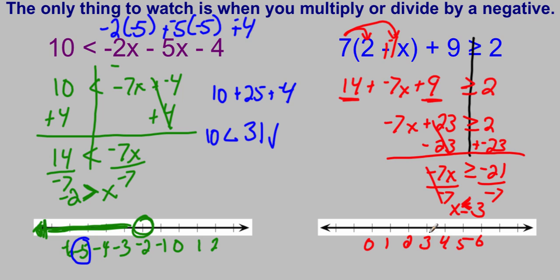Okay, close circle. So close circle at 3 because we want it to include it, and then shade to the left, x is less than or equal to 3.